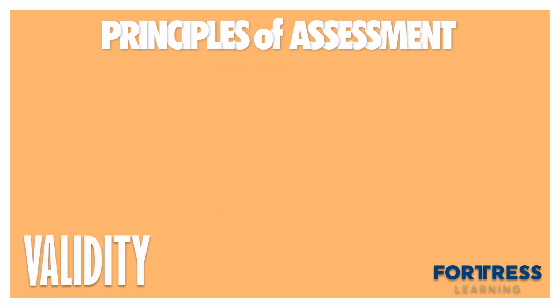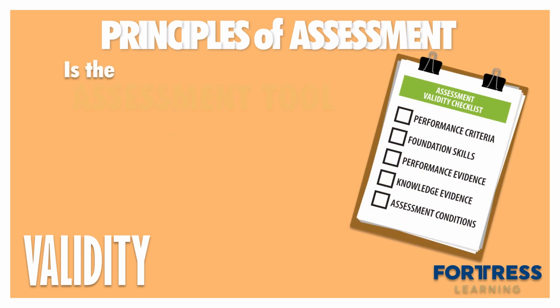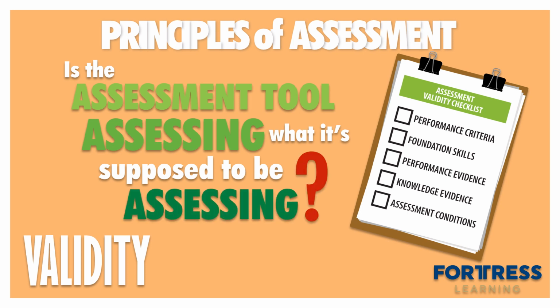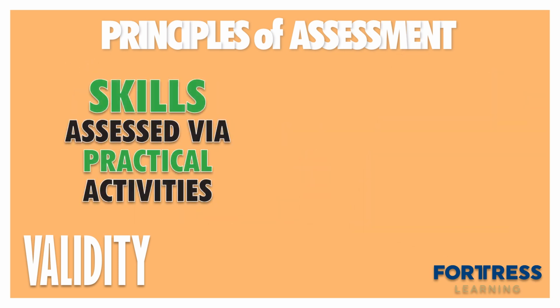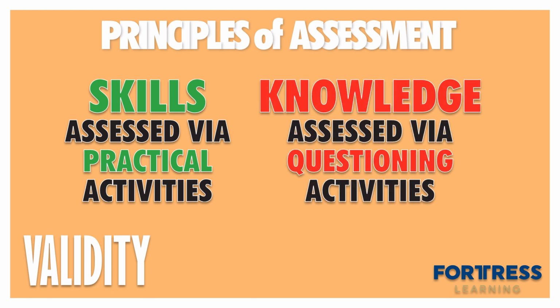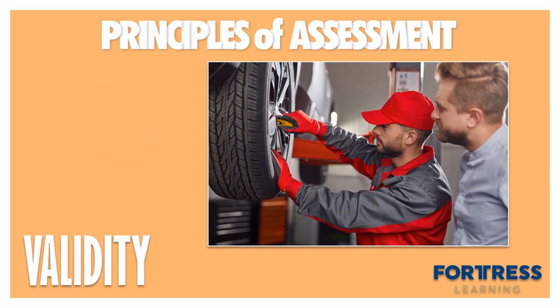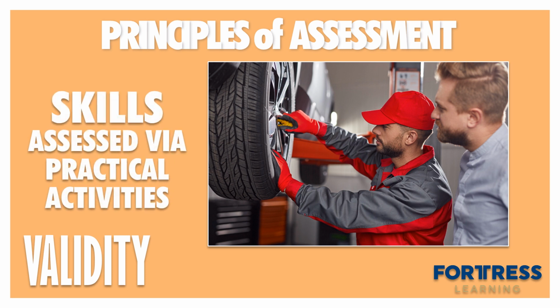The next principle of assessment is validity. This requires the RTO to ensure that the assessment tools are actually assessing what they're supposed to be assessing and ensuring that appropriate methods are being used to make assessment judgments based on the candidate's performance. This means that skills must be assessed via some form of practical activity and knowledge must be assessed through some form of questioning. For example, if a candidate was being assessed on their ability to change a car tyre, valid assessment would require the candidate to physically demonstrate the skill and not simply be asked questions about how they would do it.